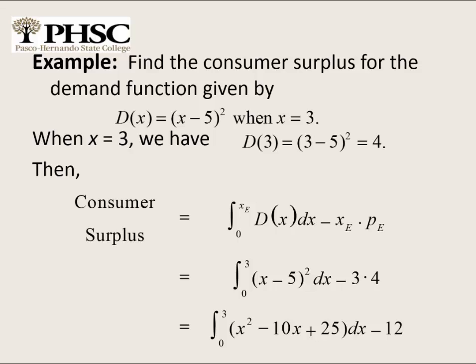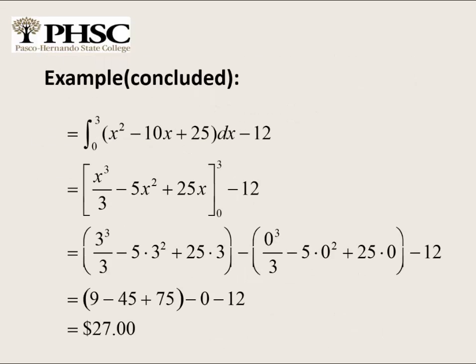The consumer surplus will be the integral from 0 to the point x_E, which in this case is 3, of d of x dx, minus the product of x_E times P_E. Again, the function d of x is (x minus 5) squared, so we substitute that in there. 3 times 4 is 12. So we're going to find the integral from 0 to 3 of x squared minus 10x plus 25 dx, minus 12. And here we have all of the steps.